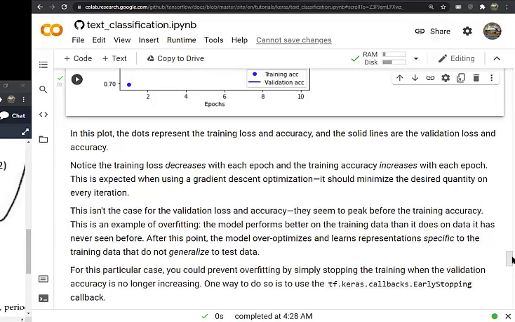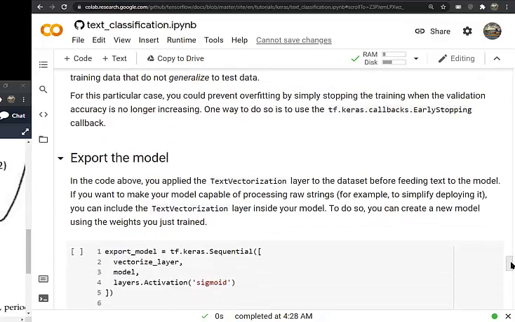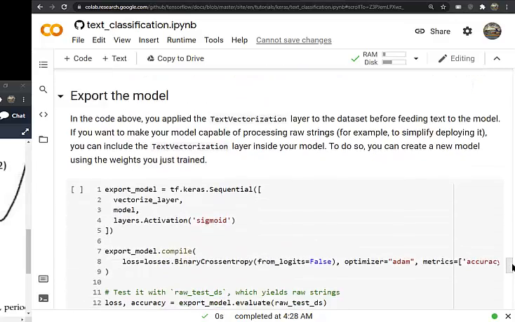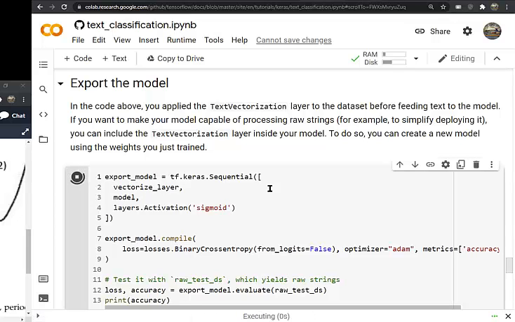All right, so you can read this. Training loss decreases, training accuracy increases. And this shows how to export your model and use it on other data. So we do this.